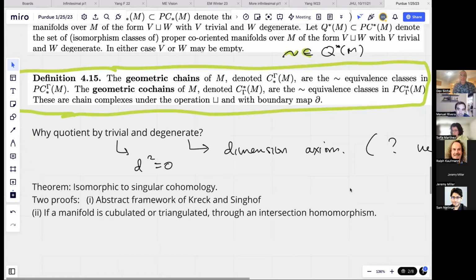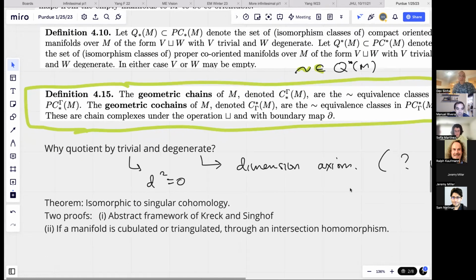Not surprisingly, it's isomorphic to singular cohomology. We work out 2 proofs of this. There's a framework of Kreck and Sinha that says if you've got a theory with the following properties in the smooth category, it's going to agree with singular cohomology. Again, this is for manifolds without boundary, including say infinite genus surfaces and things like that, but they're manifolds, so they're nicer.